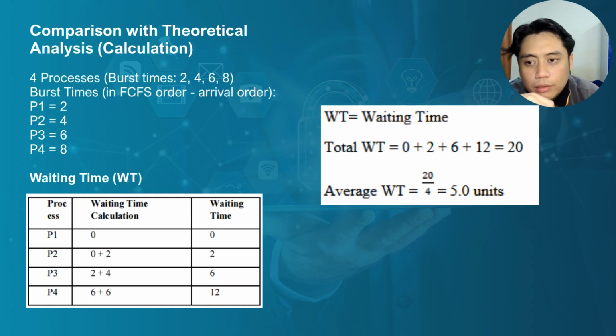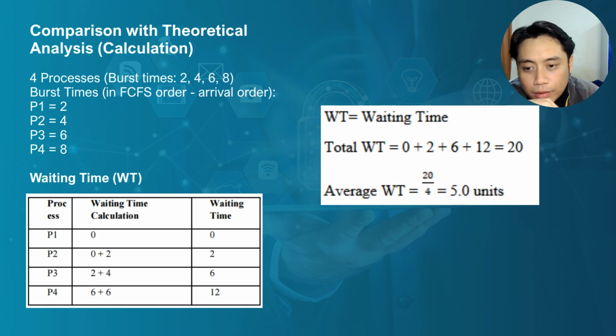Here you can see a theoretical calculation for FCFS, first come first serve. We begin with the four processors, with burst times of 2, 4, 6, and 8 in FCFS order. The formula is the FCFS order minus the arrival order. The processes are P1 until P4, with burst times 2, 4, 6, and 8.